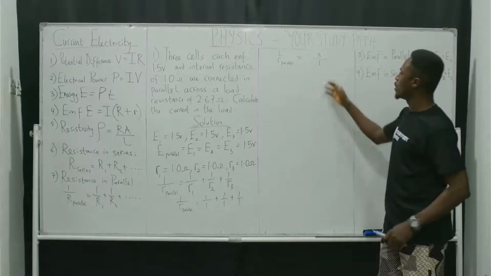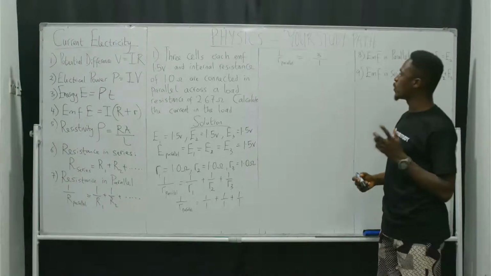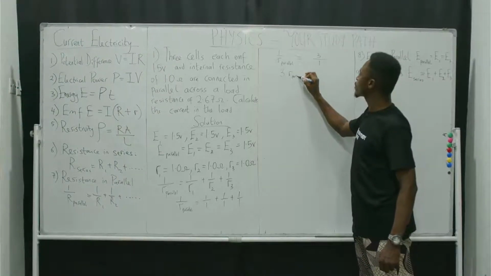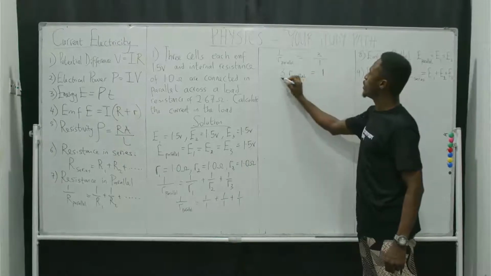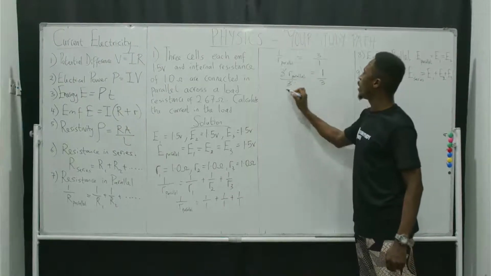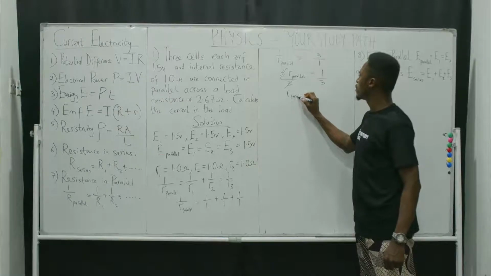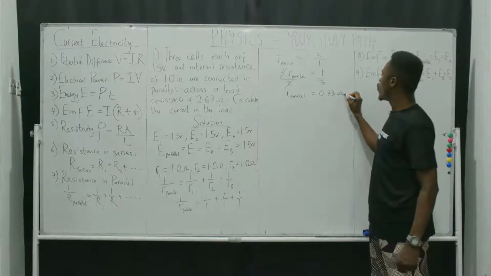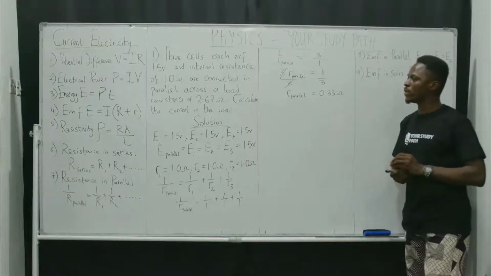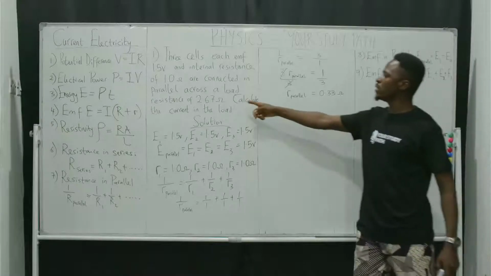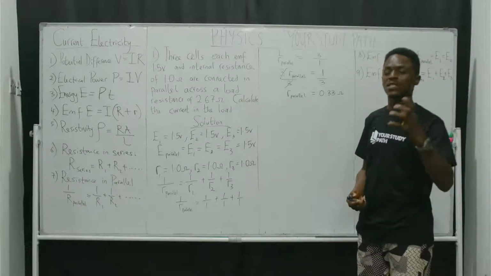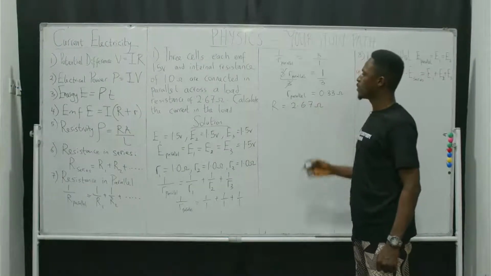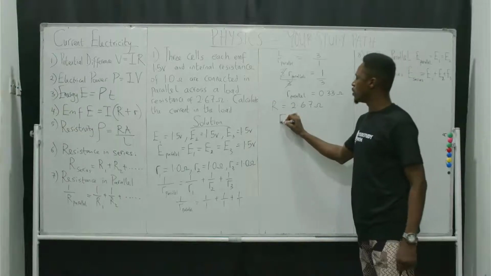So, such that what? We cross multiply, and we have that 3r parallel becomes equal to 1. Divide both sides by 3, and we have that r parallel equals 0.33 ohms. That is the connection of the internal resistance in parallel. We are given the external resistance, which is the load resistance, having a value of 2.67 ohms. Find the current. The general formula.